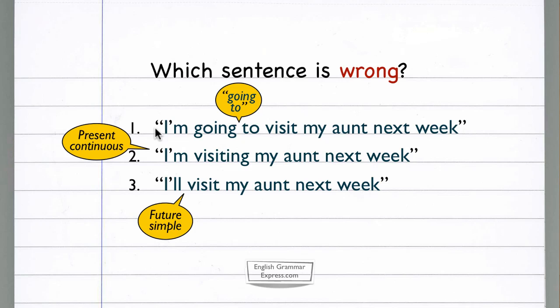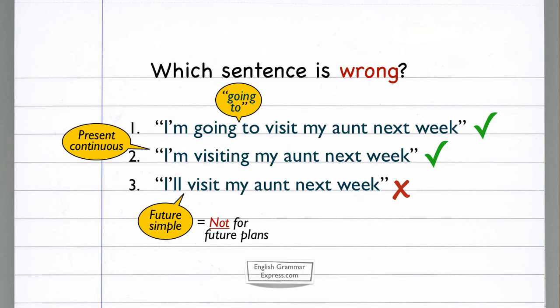Well, number 1, which uses going to for future plans, is fine. Number 2, which uses present continuous for future plans next week, is also fine. That leaves sentence 3, future simple, I'll visit my aunt next week, as the wrong sentence. We can't use future simple for future plans. In fact, this is a common mistake.